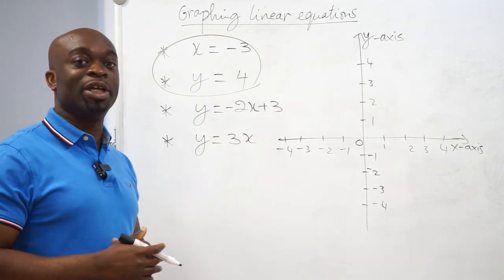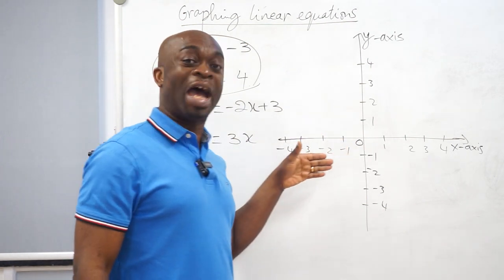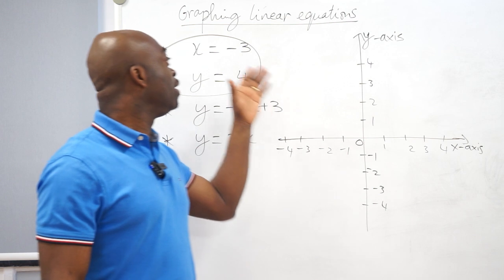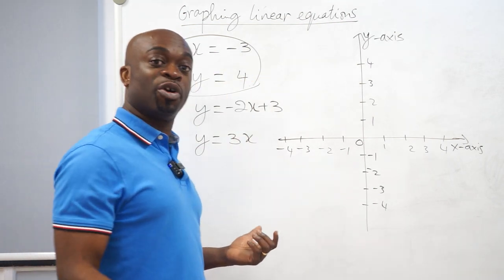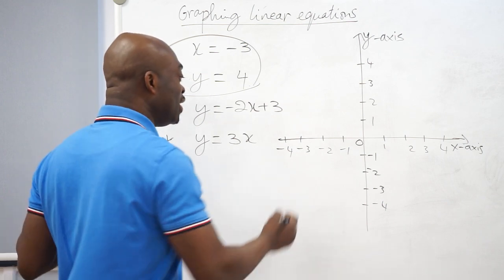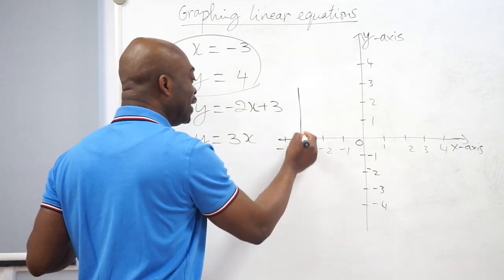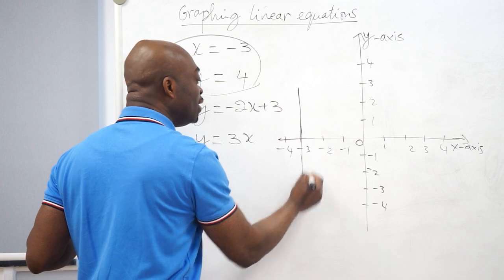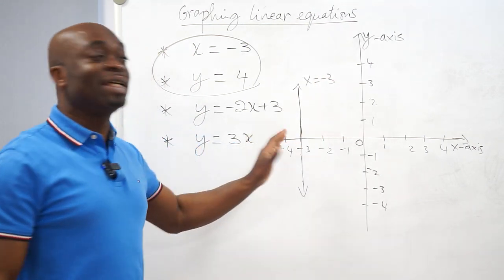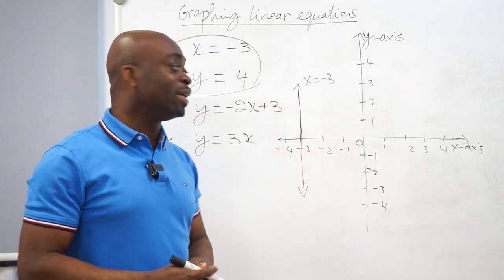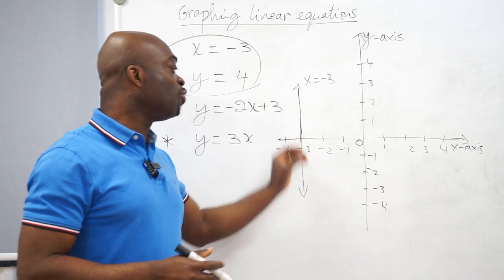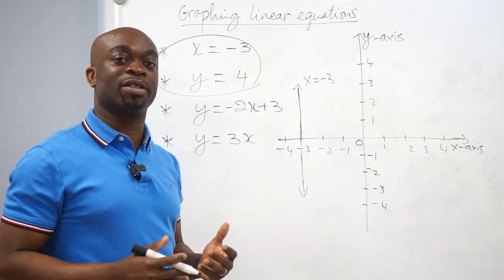So x equals -3. X equals -3, so you have to go on the x-axis. Okay, you go on the x-axis and you look for -3. So where is -3 on the x-axis? It's right here. So once you have -3 on the x-axis, now you have to draw your line through -3. So this is x equals -3. This is what you're looking for. All right? So x equals -3 is a vertical line through -3 as a point.